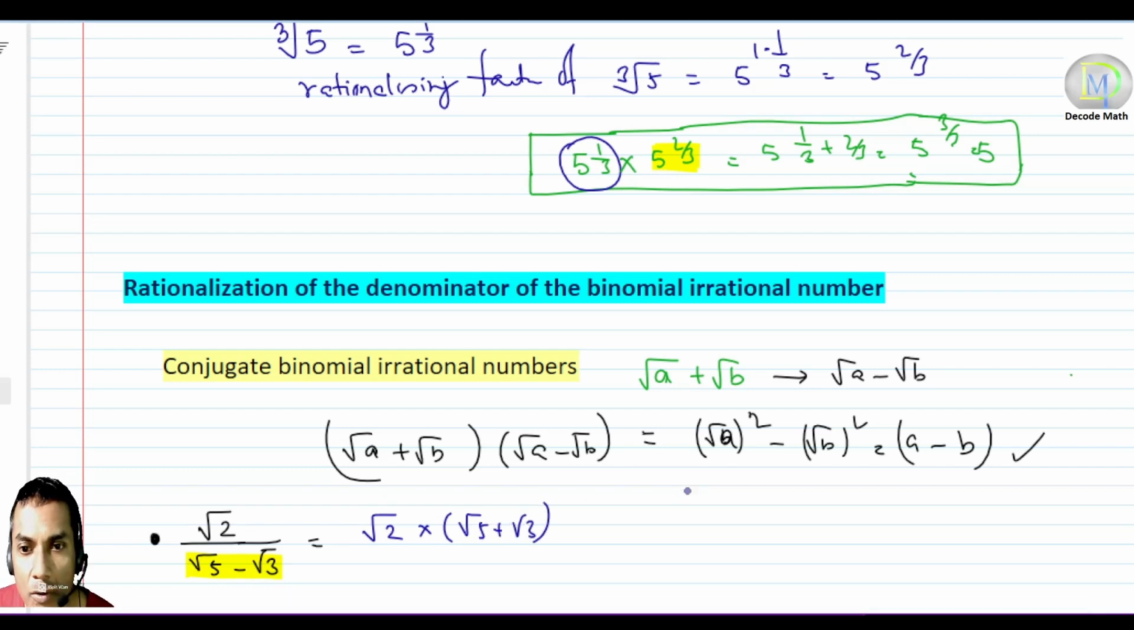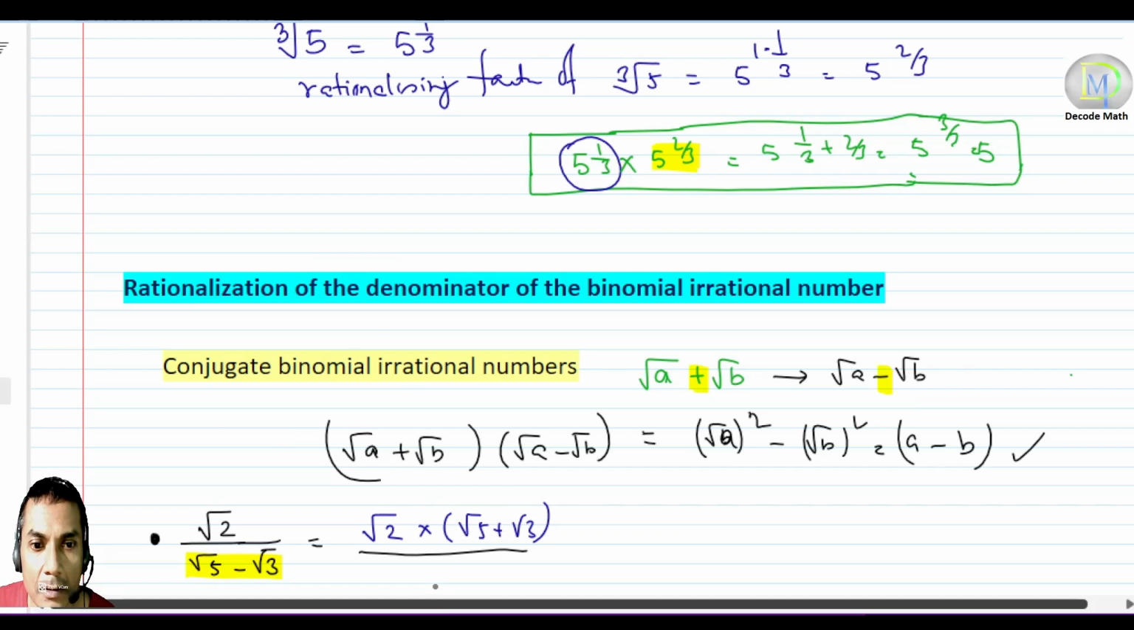Actually, conjugate means the change of the sign. You must remember this: the change of the sign between the two irrational numbers. Clear? So this is the method to rationalize the denominator, by multiplying both numerator and denominator with the conjugate of the denominator. Is it clear?